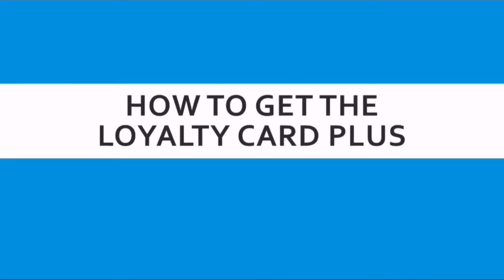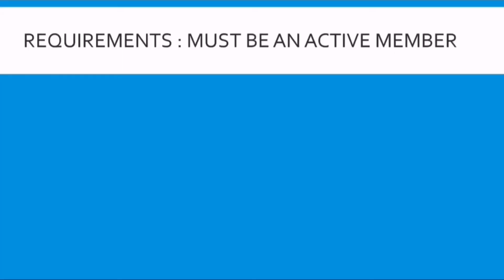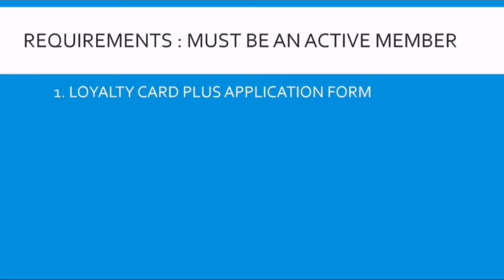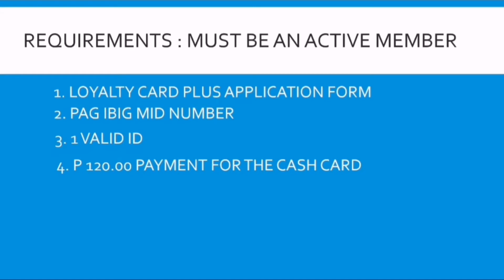So how to get the Loyalty Card Plus? We have 3 easy and simple steps to follow. But first, requirements: you must be an active Pag Ibig member. And prepare the following: Loyalty Card Plus application form, Pag Ibig NID number, 1 valid ID, 120 pesos payment for the cash card.